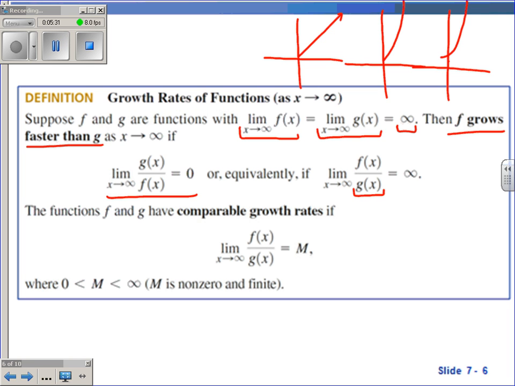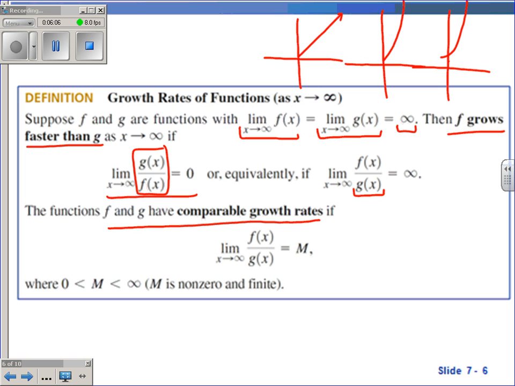So what we're going to look at is a ratio. If we're trying to compare f and g and see which grows faster, we're going to look at that ratio and see, does that ratio go to 0? If it does, that means the one on the bottom is growing faster. If that ratio goes to infinity, that means the one on top is growing faster. Now, if you don't get 0 or infinity, you get some number in between, then we say that f and g have comparable growth rates. So maybe one of them is just twice as fast as the other, just some multiple of the other, but not a whole other factor larger.